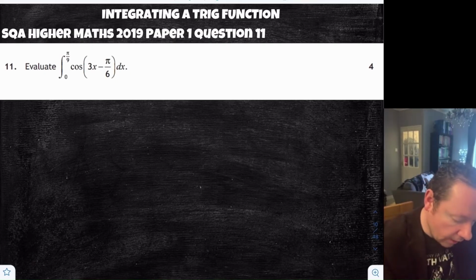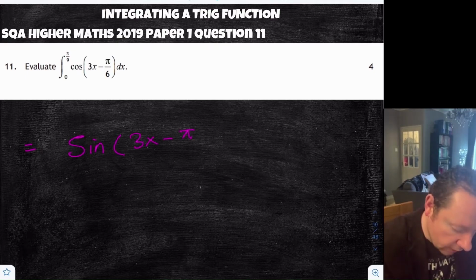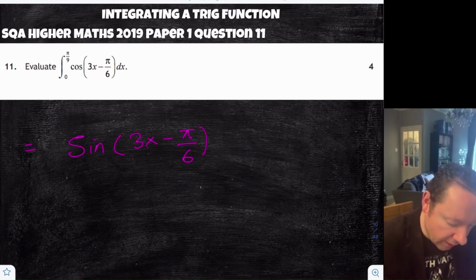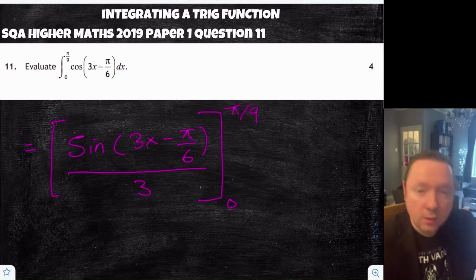So let's start integrating. That becomes cos goes to sine, remember. The whole function, 3x minus pi over 6. But then we need to differentiate this. Well, that's just a number, so that's nothing. That becomes 3. So divide by 3. And that is the integral between 0 and pi over 9. So there's our first step.